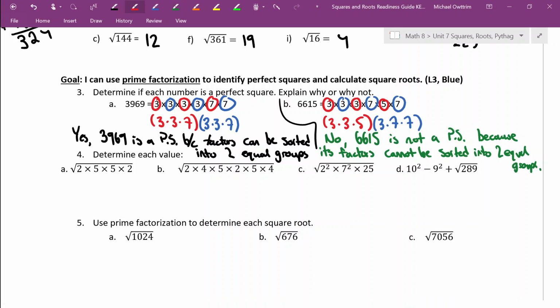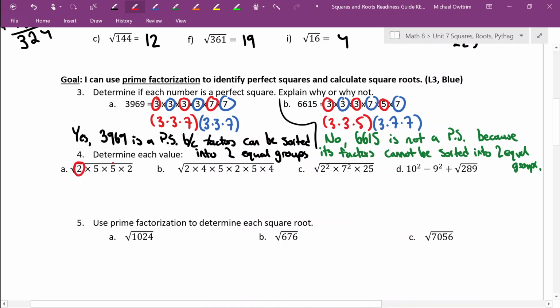In terms of our square roots here, we know that if we can sort our factors into 2 equal groups, the value of the square root will be the value of one of those groups. Of course, your square root tells you what is multiplied by itself. You're multiplying 2 equal groups by itself. The value of one of those groups is the thing that's being multiplied by itself.